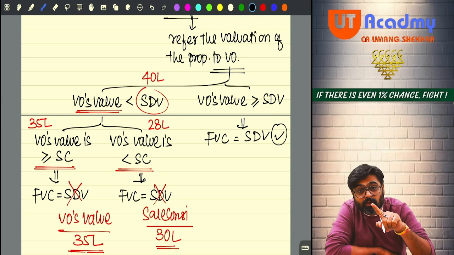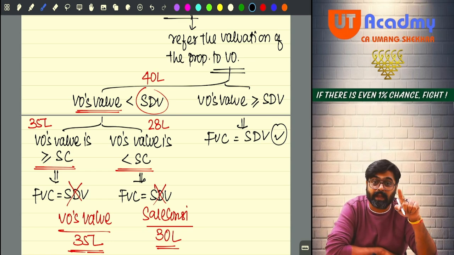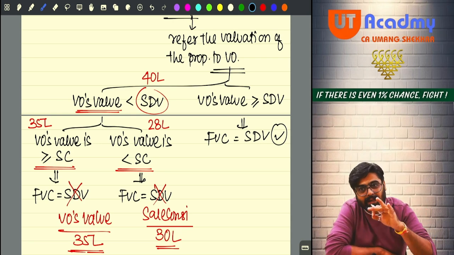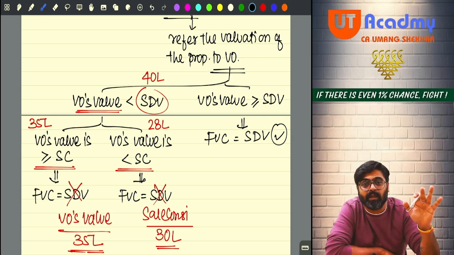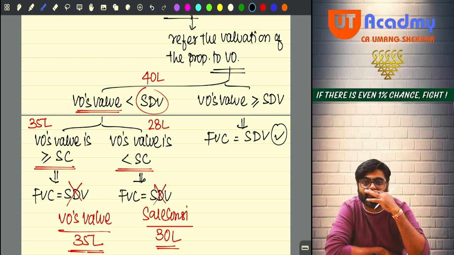See, even if the VO's value is higher than stamp duty value, that value cannot be taken as full value of consideration. 50C does not allow you to take any higher value other than what? Stamp duty value. So at the most, which value can be taken? Stamp duty value only. And that too if VO's value is equal to or higher than what? Stamp duty value. Yes or no?